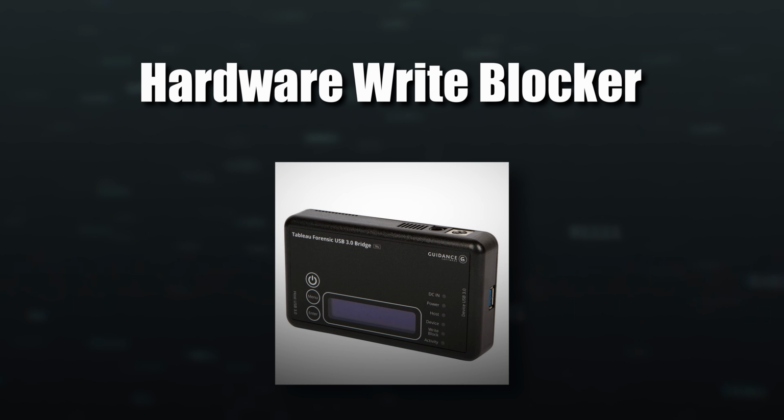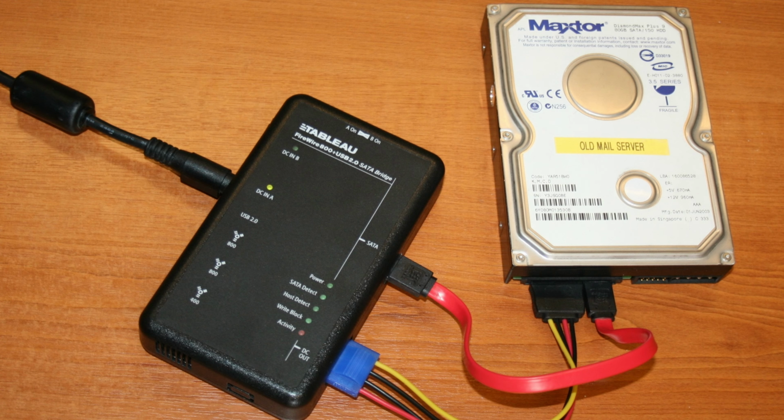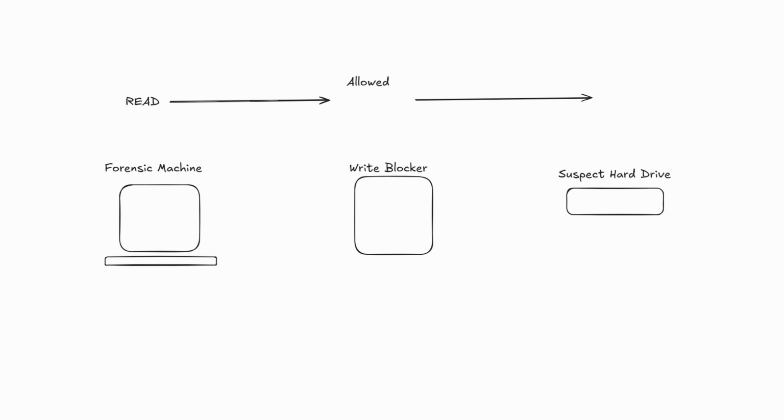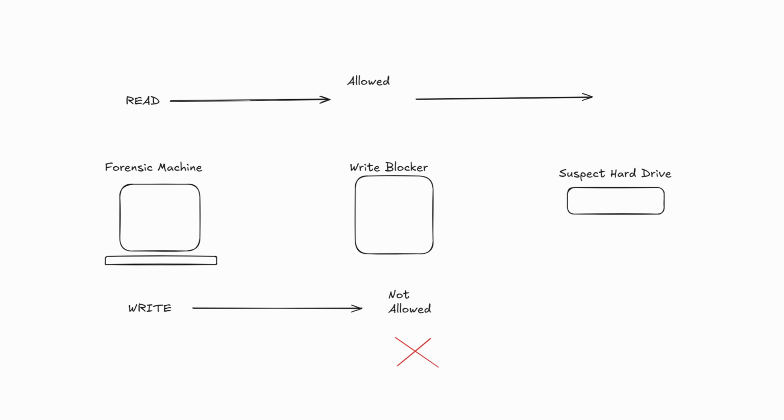This is a physical, specialized piece of hardware that sits directly between the suspect's hard drive and your forensic computer. It acts as a one-way street. It allows your computer to read data from the suspect drive, but if your operating system tries to send a write command, like updating a timestamp or creating a file, the write blocker intercepts it and drops it. It physically severs the write command pathway.